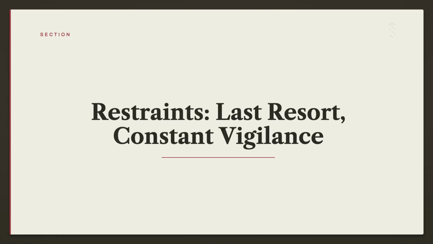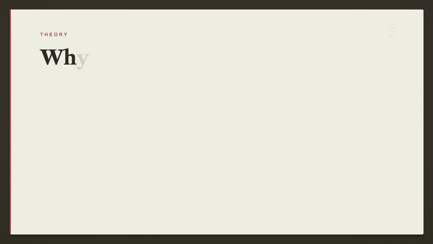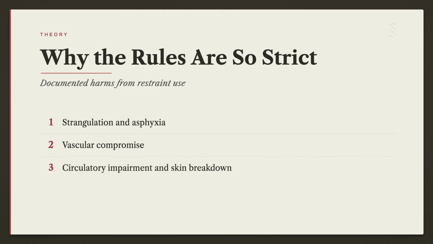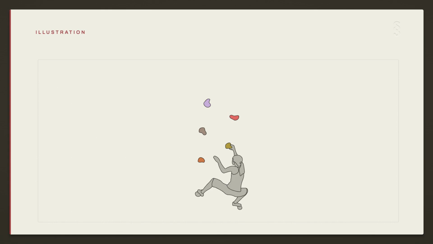A restraint is any device, material, or medication that restricts a client's movement or access to their own body and cannot be removed by the client. It is always a last resort, used only after least restrictive alternatives have failed. Restrained clients have died from strangulation in vests, asphyxia in prone positions, and vascular compromise in tight limb devices. Beyond direct injury, restraint causes circulatory impairment, skin breakdown, muscle atrophy, aspiration, delirium, and loss of dignity, and it does not even reliably prevent falls.